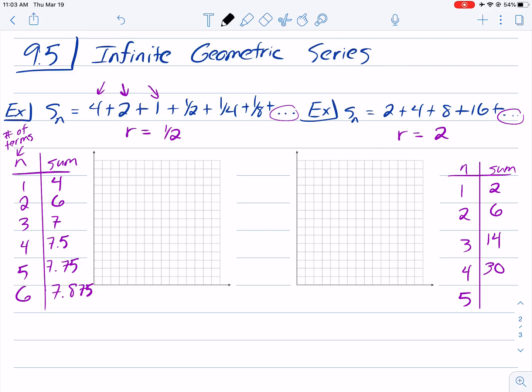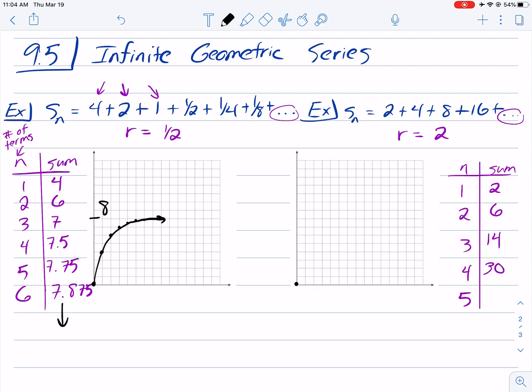For this first example, starting at 0, then when we add one term, we're at 4. Add another term, 6, 7, 7.5, 7.25, and we're getting really, really close to this value of 8 is what we should notice if we continue this table down. We're just going to keep getting really, really close to that sum of 8.